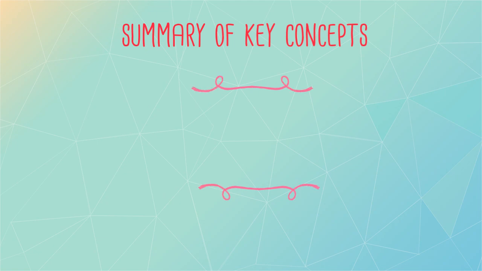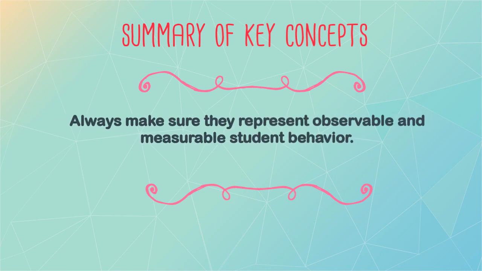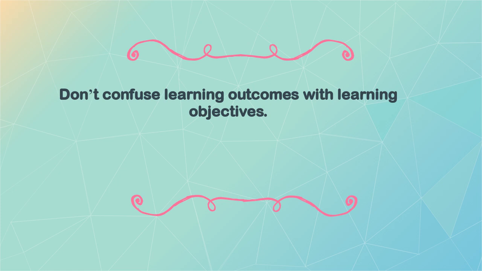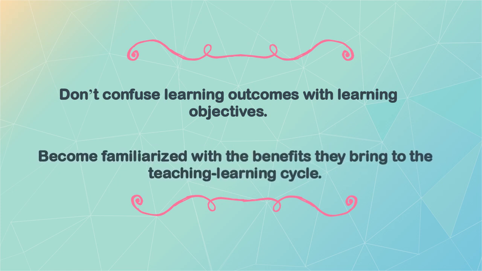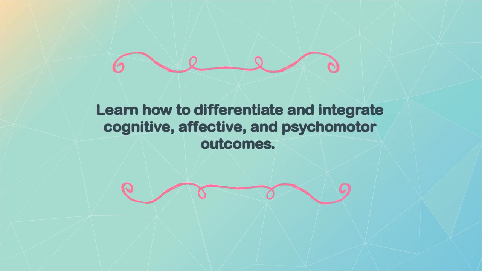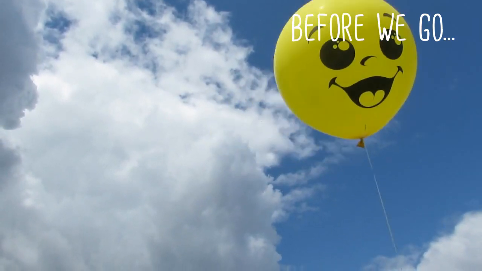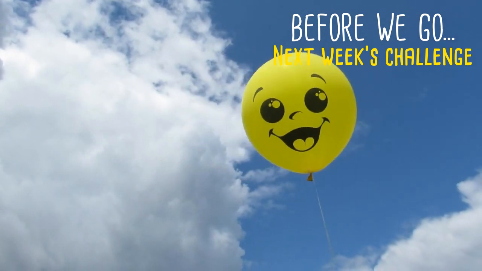In summary, some key concepts about designing learning outcomes are: 1. Always make sure they represent observable and measurable student behavior. 2. Don't confuse them with learning objectives. 3. Become familiarized with the benefits they bring to the teaching-learning cycle. And 4. Learn how to differentiate and integrate cognitive, affective, and psychomotor outcomes. So, good luck in creating your own effective method to design solid learning outcomes.